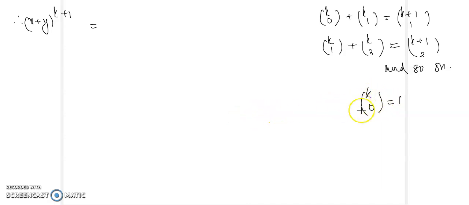So the first coefficient we have is kC0, and kC0 is 1. Now that can be written equal to k plus 1 C0. Now the second coefficient is kC0 plus kC1, that is k plus 1 C1. The next is kC1 plus kC2, that will be k plus 1 C2. Then as we proceed, we get k plus 1 C3, k plus 1 C4.